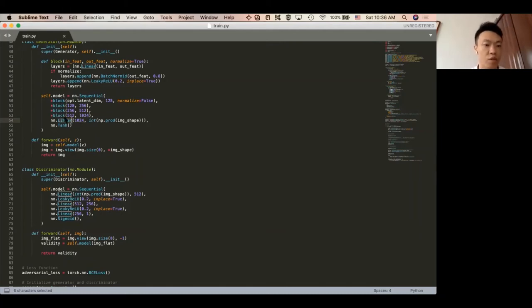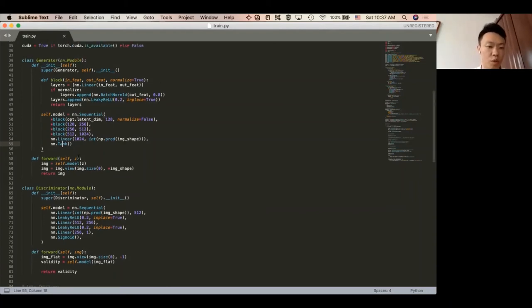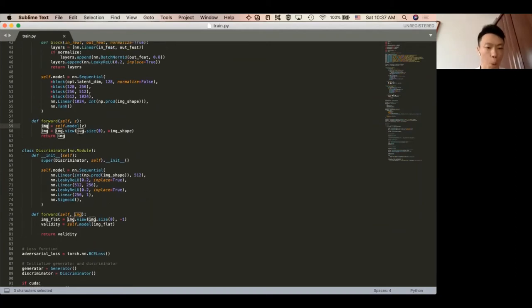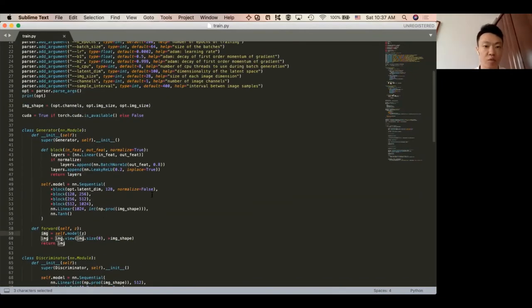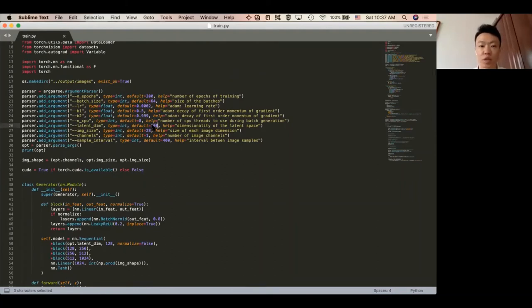After a few blocks, we have a linear transformation that transforms 1024 up to the image shape, the original data space. And we apply tanh at the end so that every pixel lies within the interval from -1 to 1. The forward operation takes a Z, drawn from the latent space, let's say Gaussian space. This model maps it to the image space and you reshape it to the desired shape, I think 28 by 28, and then you return it. Like I said before, the value is 100 for the latent dimensionality.